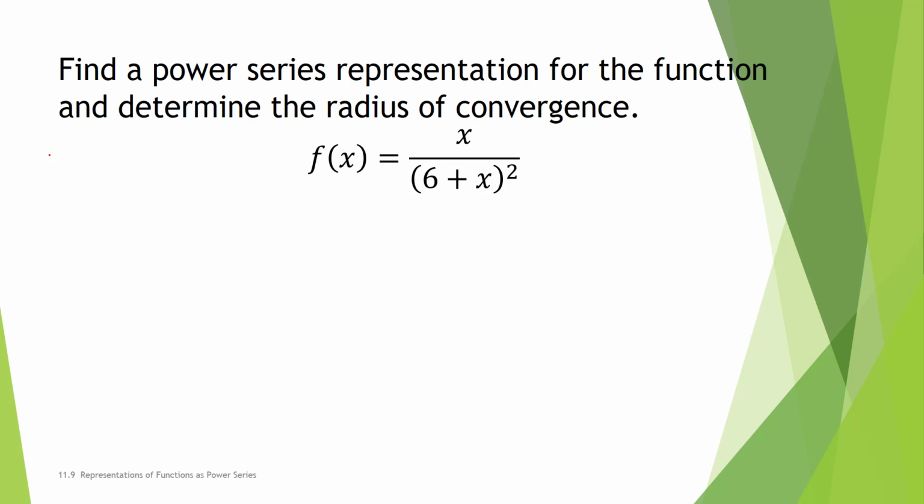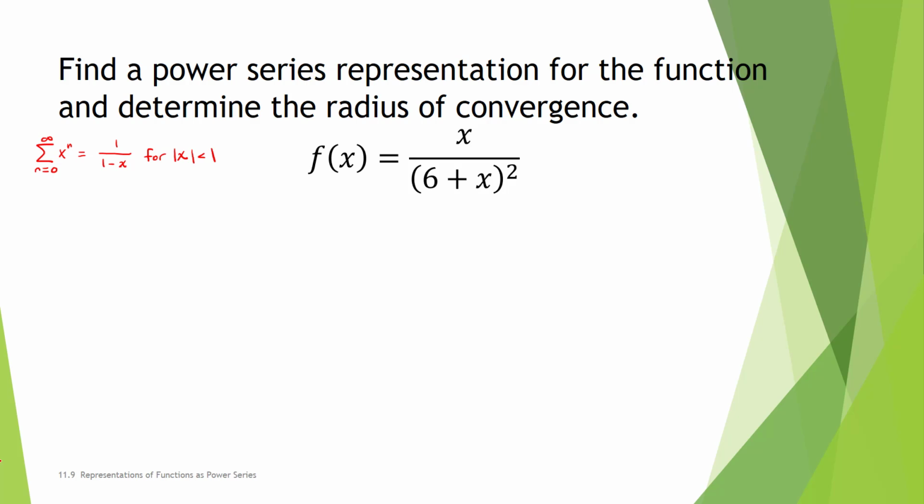Now again, everything in this section depends on the geometric series. We know that the sum from n equals 0 to infinity of x to the n is equal to the function 1 divided by 1 minus x for x values with an absolute value less than 1. So we need to relate our function f of x to the function 1 divided by 1 minus x.